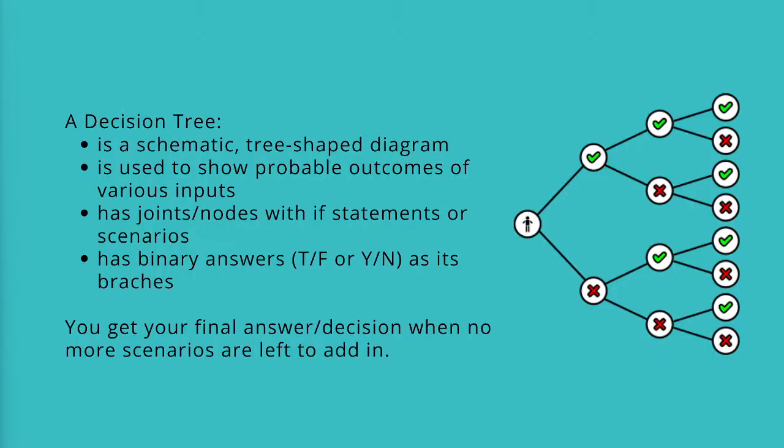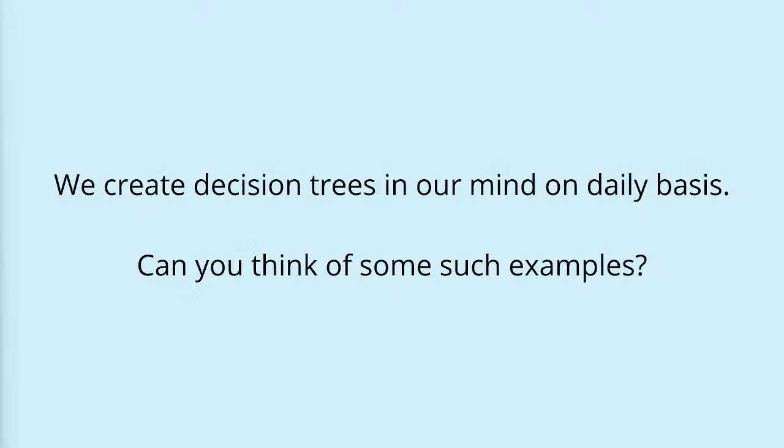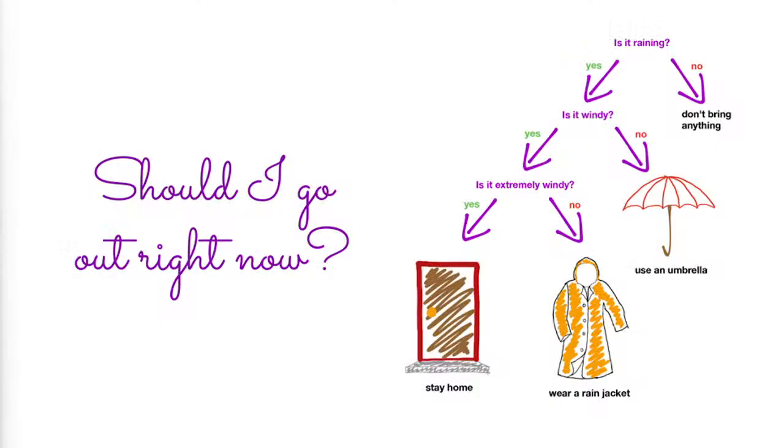Okay. Now, in real life also, we take decisions similar to a decision tree. How do we actually do that? For example, we want to go out. You want to carry something? So you will ask, is it raining? If no, don't bring anything. Just go out, enjoy your day.